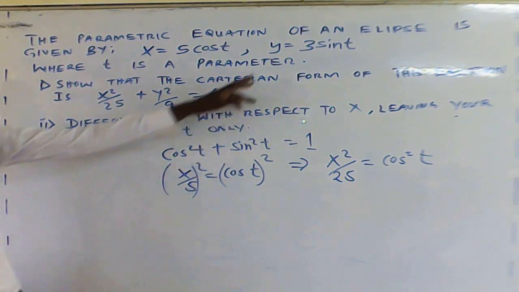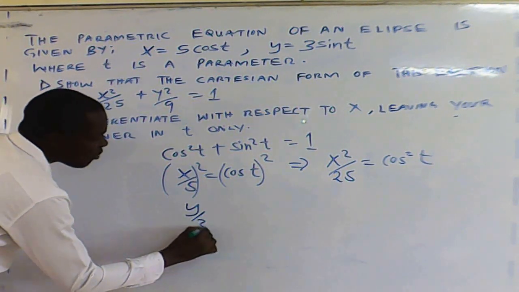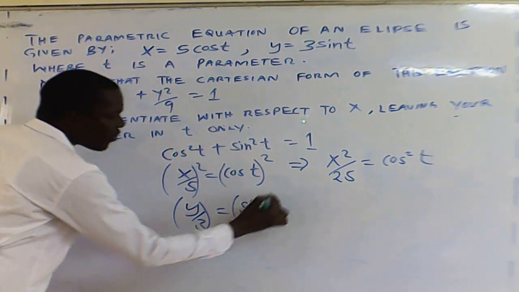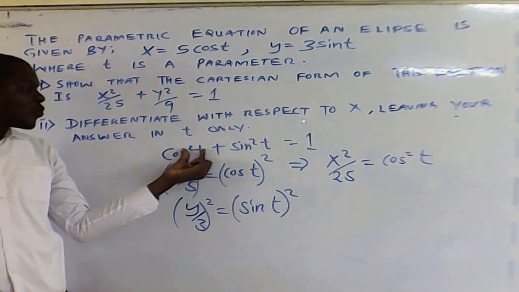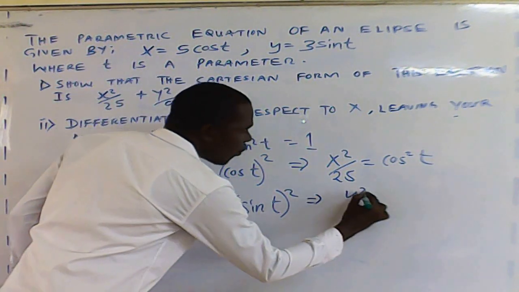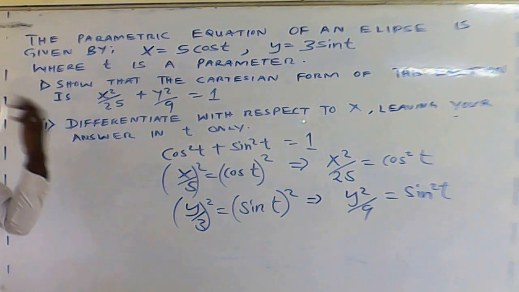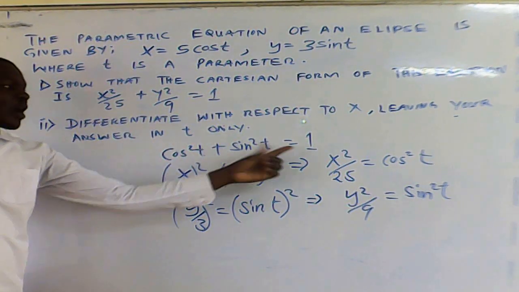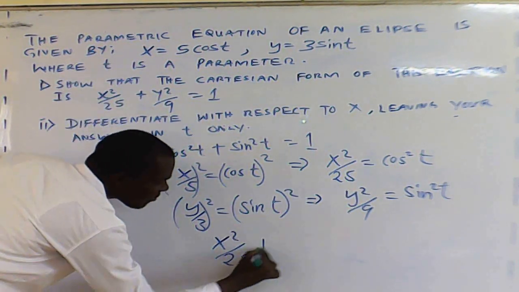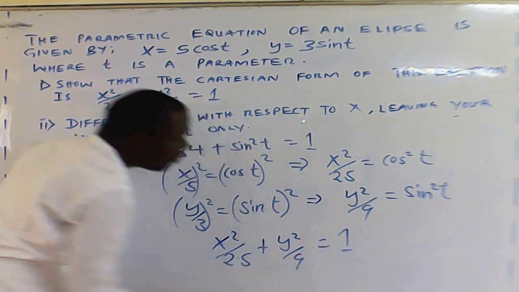Again, you've been told y equals 3 sin t. You see that? If you divide both sides by 3, you get y over 3 equals sin t, isn't it? So we square both sides of the equation because we need the Pythagorean identity. It implies that y squared over 9 equals sin squared t. Then we go back to the Pythagorean identity. Cos squared t plus sin squared t is 1, but cos squared t is x squared over 25, plus sin squared t is y squared over 9, equals 1.